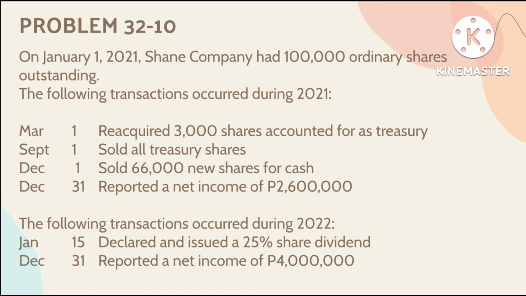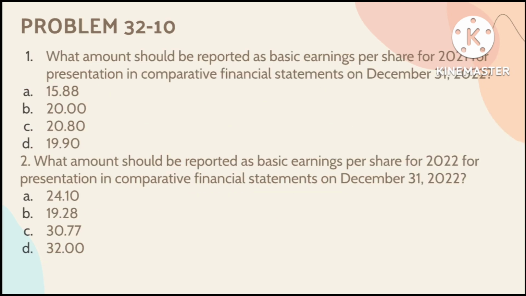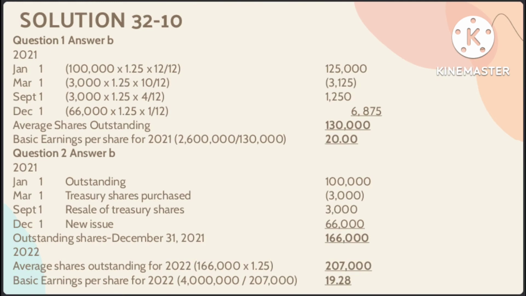The following transactions occurred during 2022. January 15, declared and issued a 25% share dividend, and on December 31, reported a net income of 4 million pesos. The questions for this problem are: what amount should be reported as basic earnings per share for 2021 for presentation in comparative financial statements on December 31, 2022, and what amount should be reported as basic earnings per share for 2022 for presentation in comparative financial statements on December 31, 2022. Let's first solve for the answer of question 1.